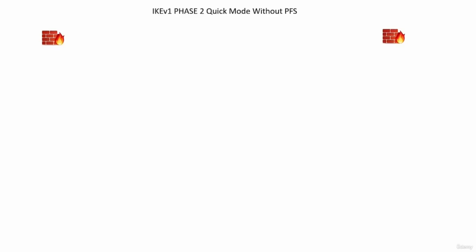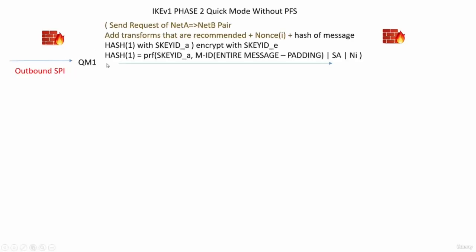First, let's talk about phase 2 without PFS. PFS is perfect forward secrecy. We will talk about PFS in a little bit. So, the initiator firewall would send a message with an outbound security parameter index. In this message, it has the source and destination IP addresses that need to be encrypted. It's going to send the transform sets, which is the list of encryption protocols that it would like to use.